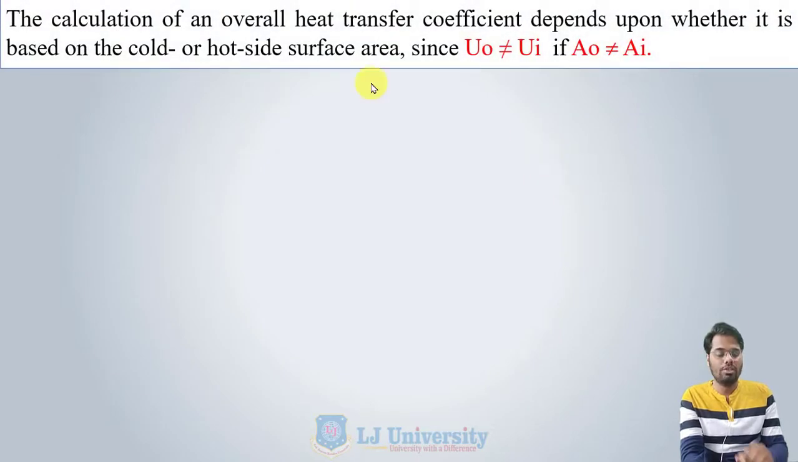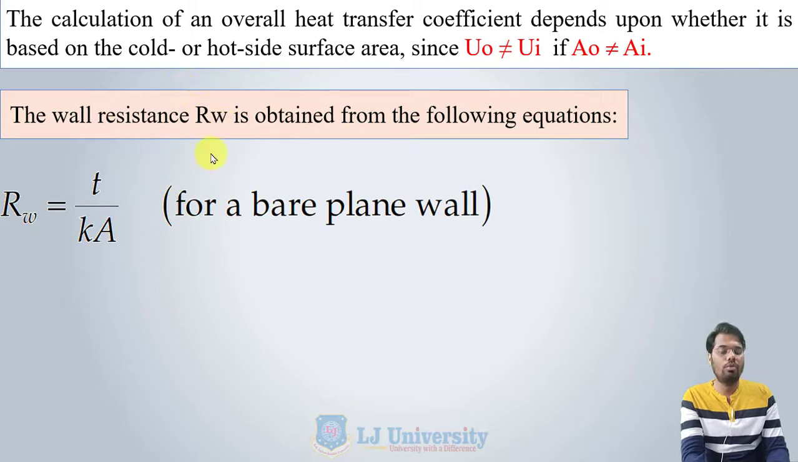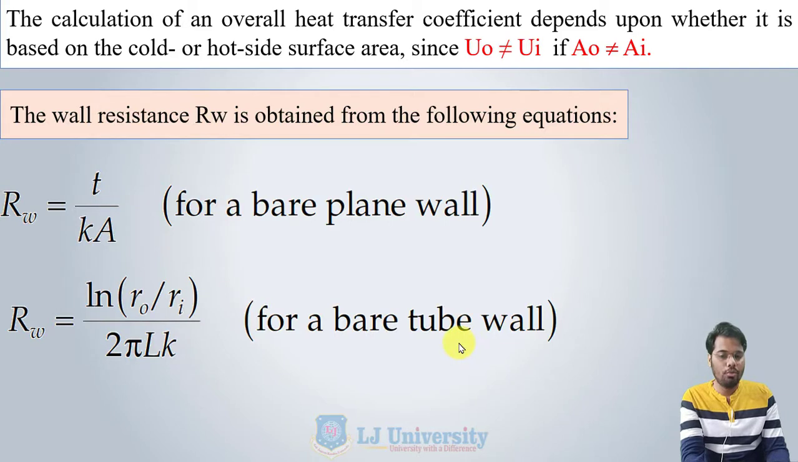Now we know that the calculation of the overall heat transfer coefficient depends upon whether it is based on the cold or hot side, inside or outside, because UO is not equal to UI if AO is not equal to AI. So for the wall, RW would be T upon K, as we have just discussed, and for the tube wall it would be ln ro divided by ri upon 2 pi lk.